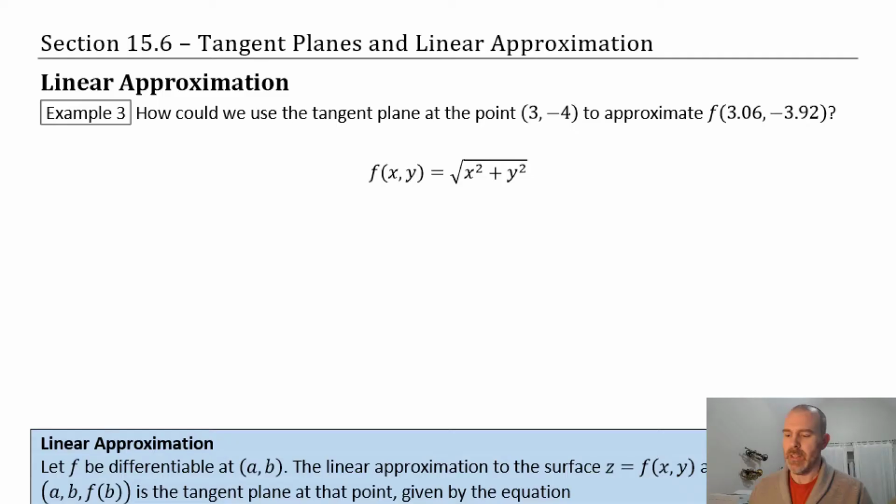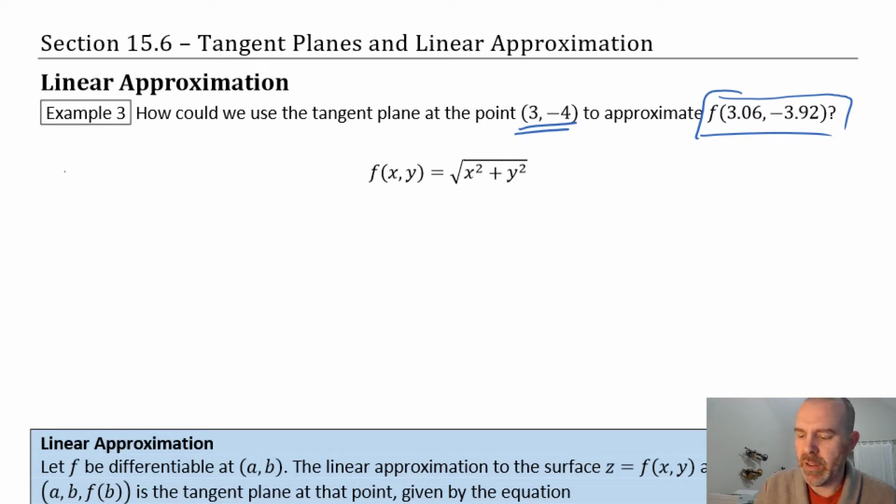Here we're working on section 15.6, where we're looking at tangent planes and how we can use the tangent plane to approximate a function near a point. So let's look at this first example. We have this function, and we want to look at the tangent plane near (3, -4) and use that to approximate the function at 3.06 and -3.92.